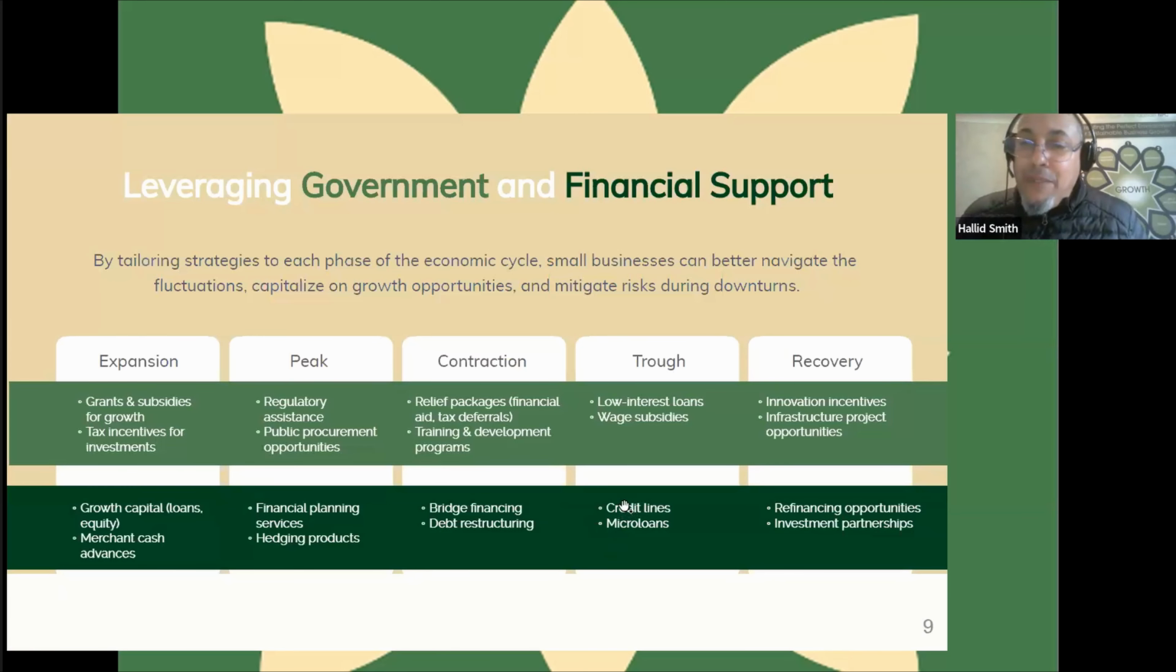Now, recovery. You need to have innovative incentives, infrastructure. All of those things are available through government. So DTI, IDC, infrastructure, money for equipment and machinery, that's available through government. So government has those fundings available for you for expansion, right? For expansion and infrastructure, you apply through IDC for those types of funding.